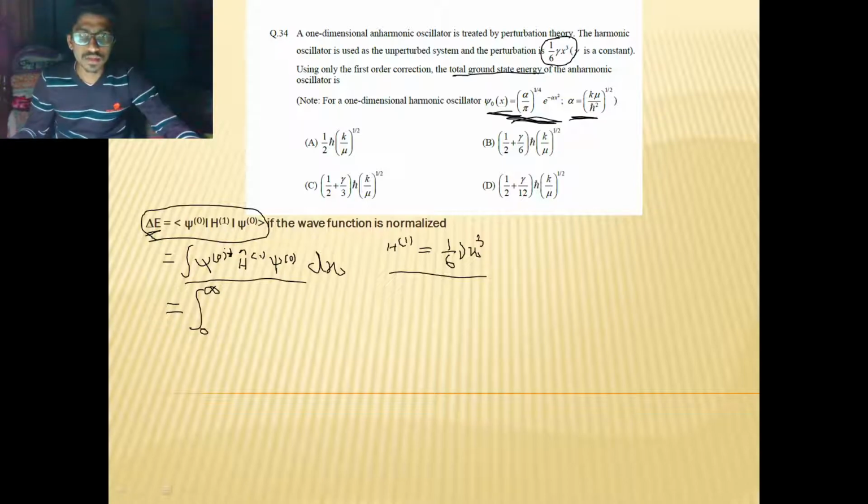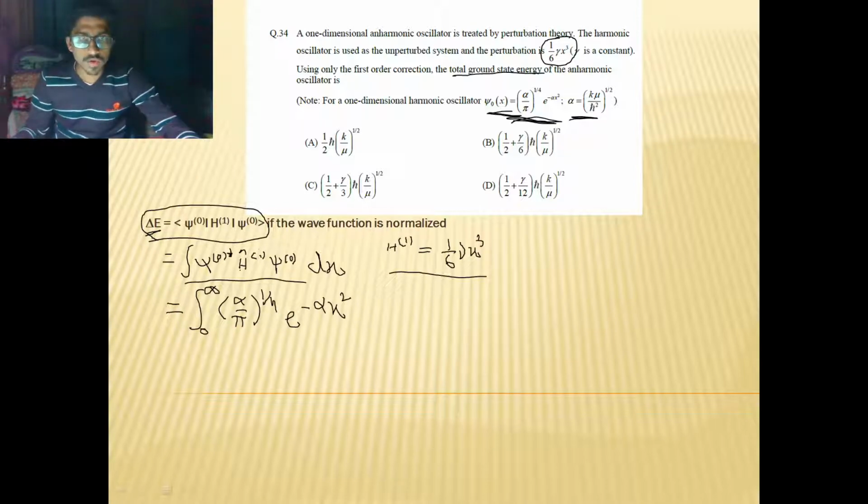And what is psi 0 star? Psi 0 star is basically the complex conjugate of psi 0. Here psi 0 is basically alpha upon pi to the power 1 by 4 into e to the power minus alpha x square. No complex term is there, so psi 0 star and psi 0 are basically the same. So in place of psi 0 star we can write alpha upon pi to the power 1 by 4 into e to the power minus alpha x square.